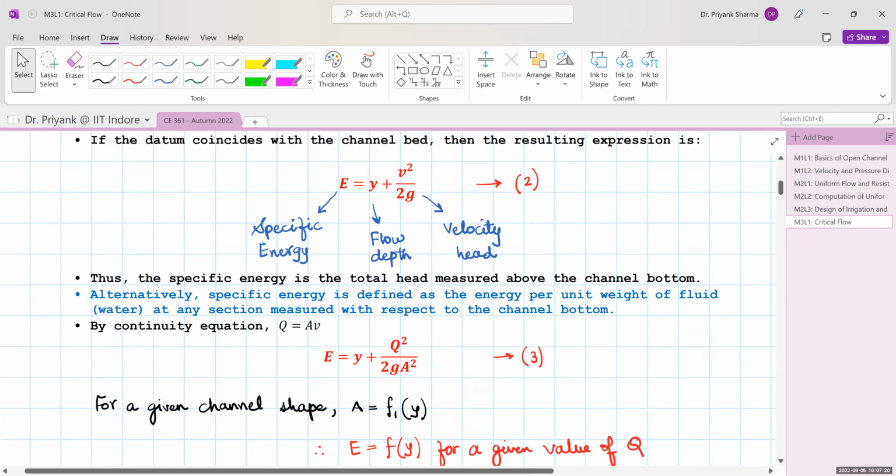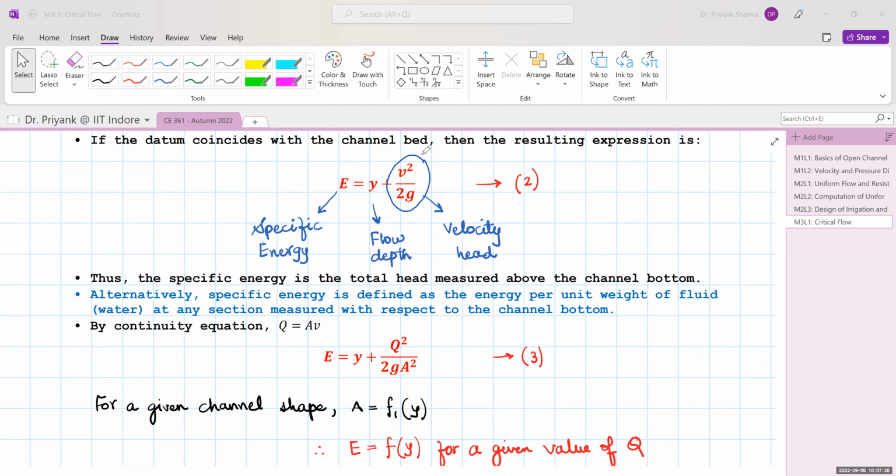So this equation has two main components. One is the depth of flow and the second is your velocity head. And the capital E is called the specific energy. So if we analyze this equation, it is the total head measured with respect to the channel bottom, because your z is equal to 0. So specific energy is the total head measured above the channel bottom. Alternatively, it can also be defined as energy per unit weight of fluid at any section measured with respect to the channel bottom. So that is how the specific energy can be defined.